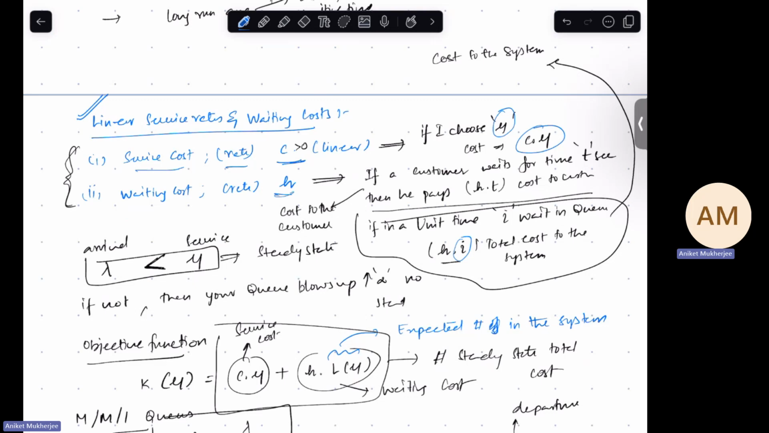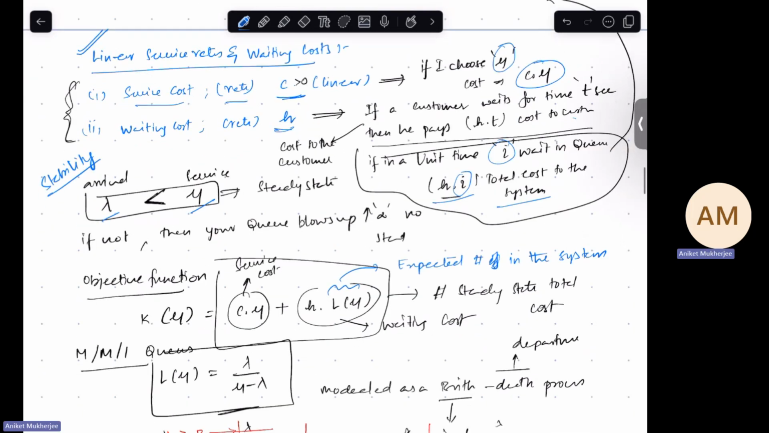Next we have waiting cost H. If a customer waits for time t, then he pays ht cost, which is similar to saying that if there are I customers in a unit time, then the system pays H into I, right? One of the assumptions that we make is a stability assumption: the arrival rate is less than service rate at steady state. If the arrival rate is not less than service rate, then the waiting cost goes to infinity, so your queue blows up to infinity and there is no optimal.